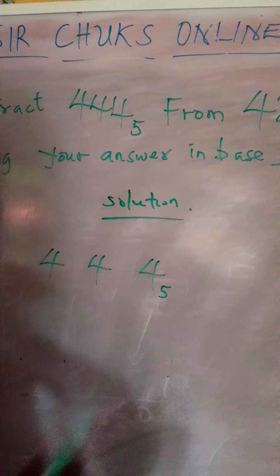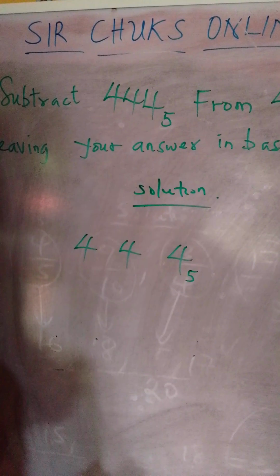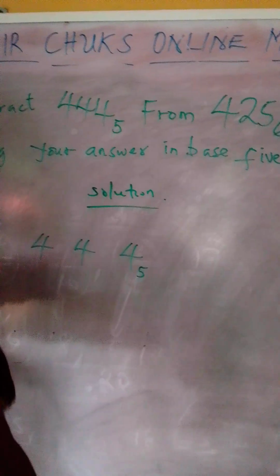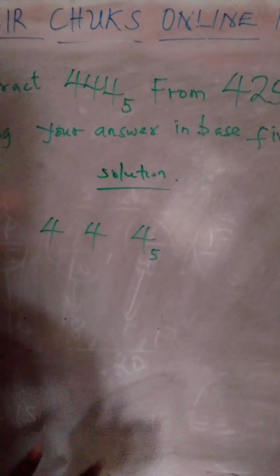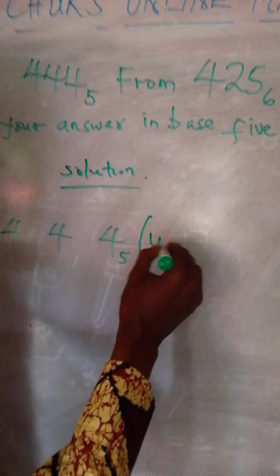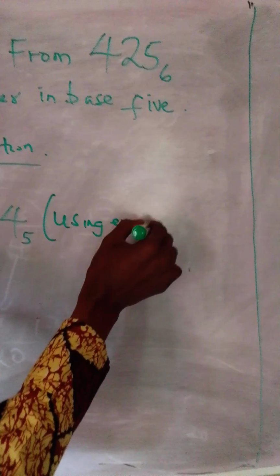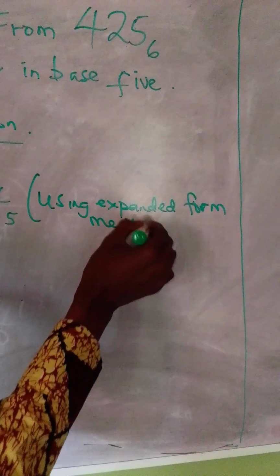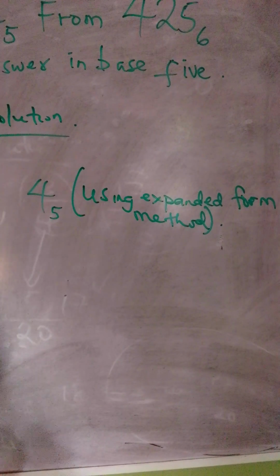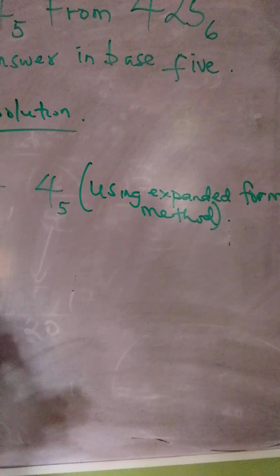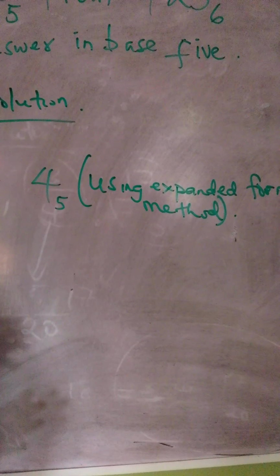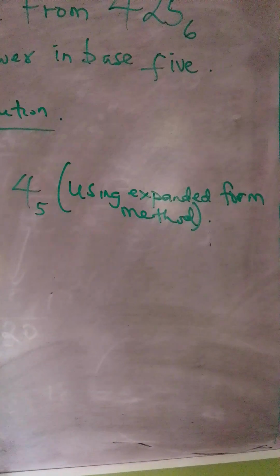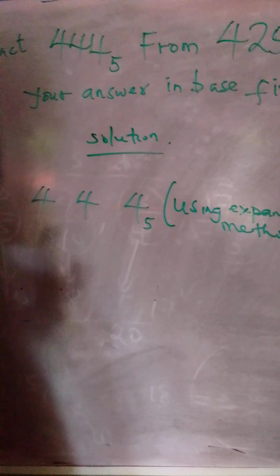444 in base 5. Let's first convert to base 10. Alright? By converting these two numbers to base 10, we can do the subtraction in base 10. So I'm using the expanded form method. When converting from other bases to base 10, there are two methods we have. You can use any of these two methods. And what are these two methods? Expanded form method and repeated multiplication method. So I'm using expanded form method.